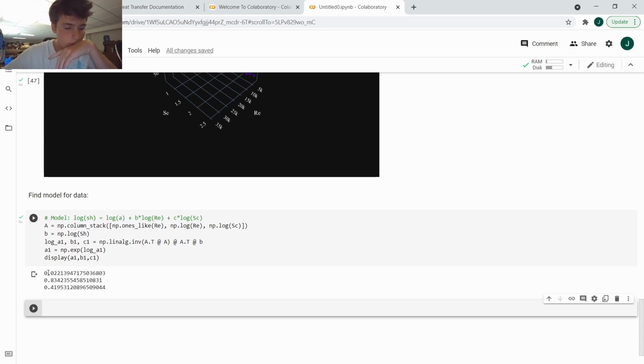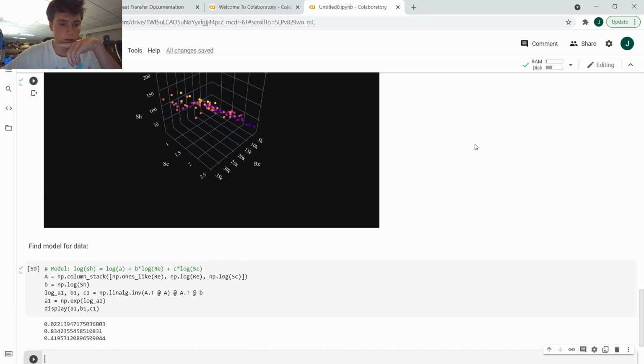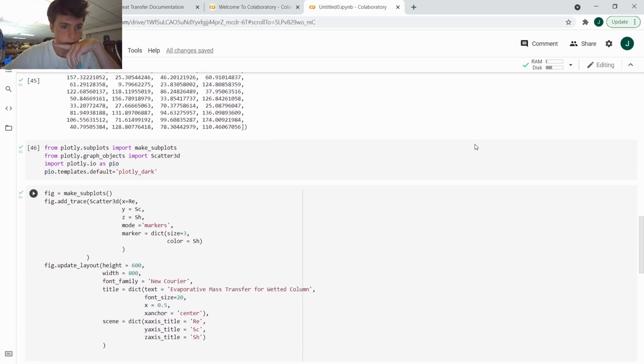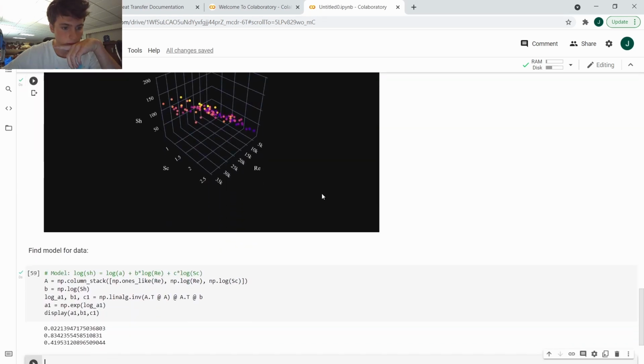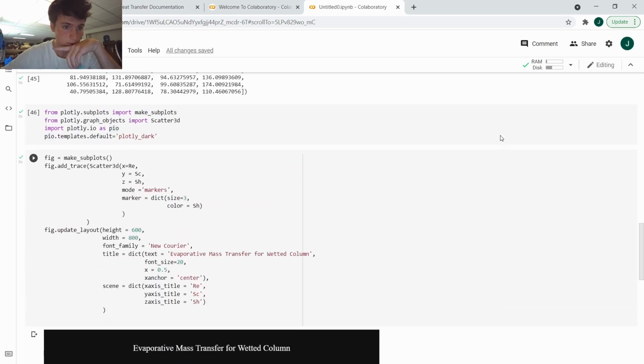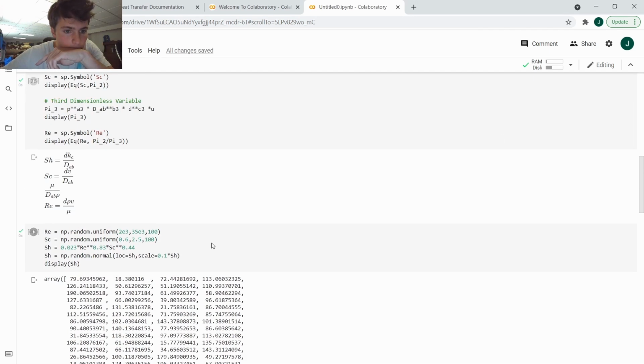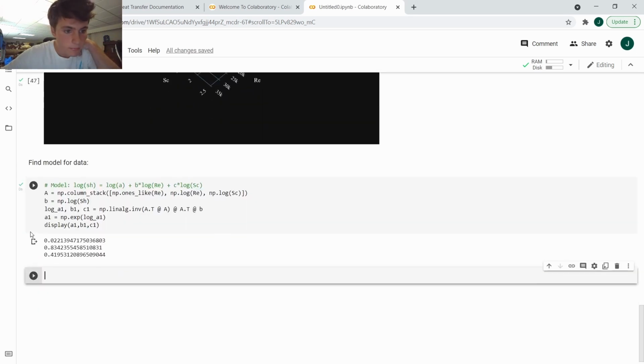And we get 0.022, 0.83, and 0.42, which are very close to what Sherwood and Gilliland came up with. We saw up here they had 0.023, we have 0.022, and then they had 0.83 and 0.44, and we got 0.83 right on the dot, and then 0.42. So we're pretty close to what they were able to get.